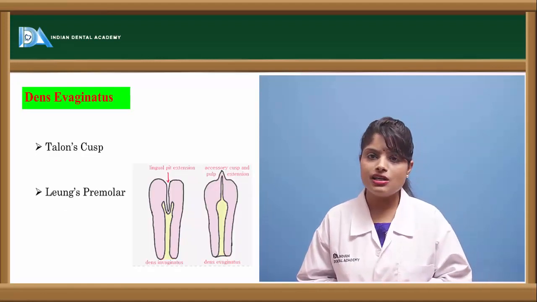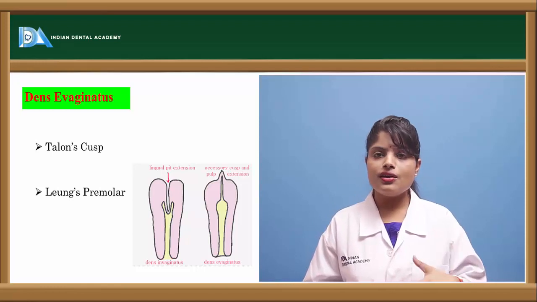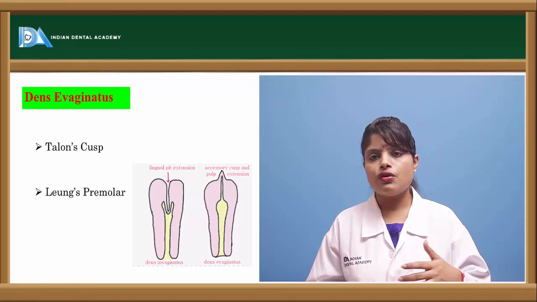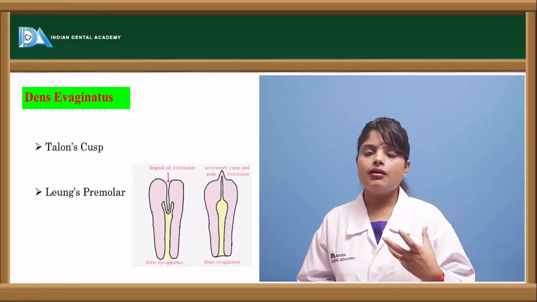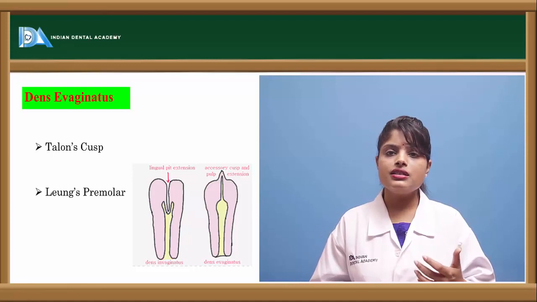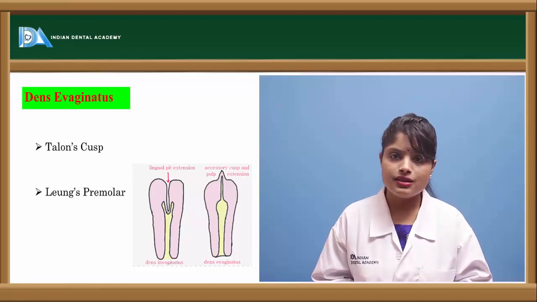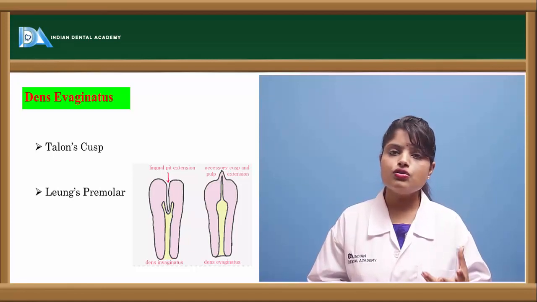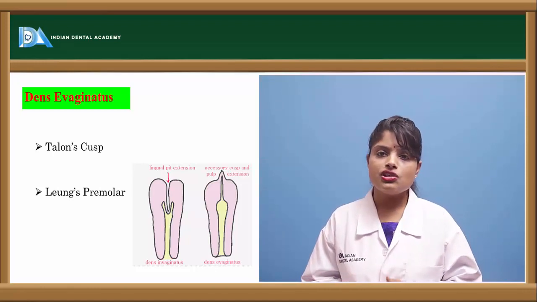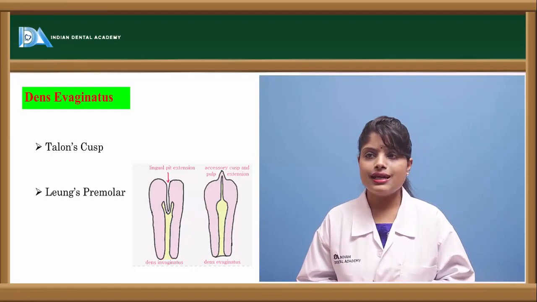Then comes gemination. Gemination is generally the fusion or the fissure which is found. For example, there's a dental lamina and there's separation of a single tooth into two teeth. This will lead to gemination. It is also known as a bifid crown type of tooth. Sometimes the gemination has fused root canals.